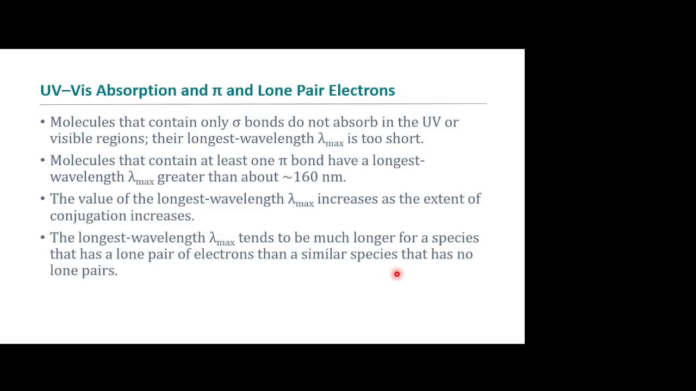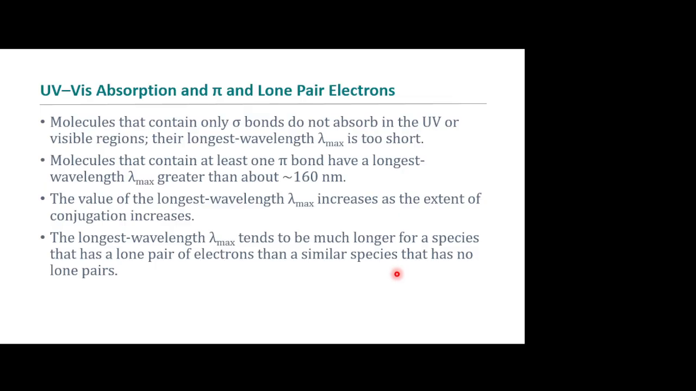All right, so molecules that contain only sigma bonds do not absorb in the UV or visible regions. Their longest wavelength max is actually too short. And so you typically see things like sugars, and they're clear, aren't they? They don't absorb in the UV-vis very well. Alkanes, for example, don't particularly absorb well in the UV-vis.